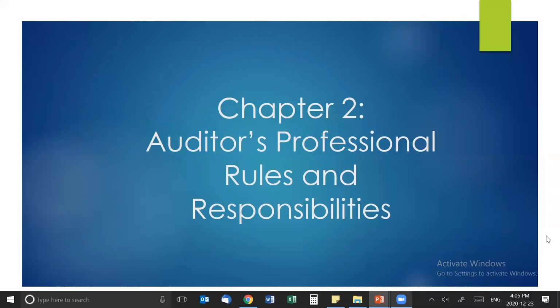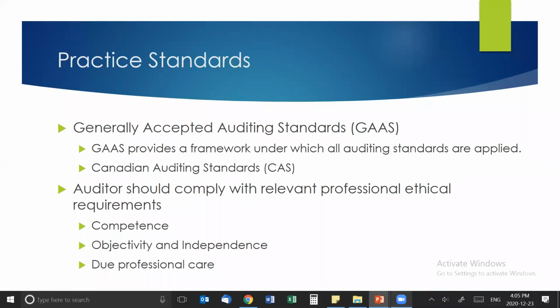So Chapter 2 is Auditors' Professional Rules and Responsibilities. Chapter 2 is going to start the conversation on the types of rules that auditors have to follow, and then Chapter 3 will have more of a discussion on the ethical responsibilities.